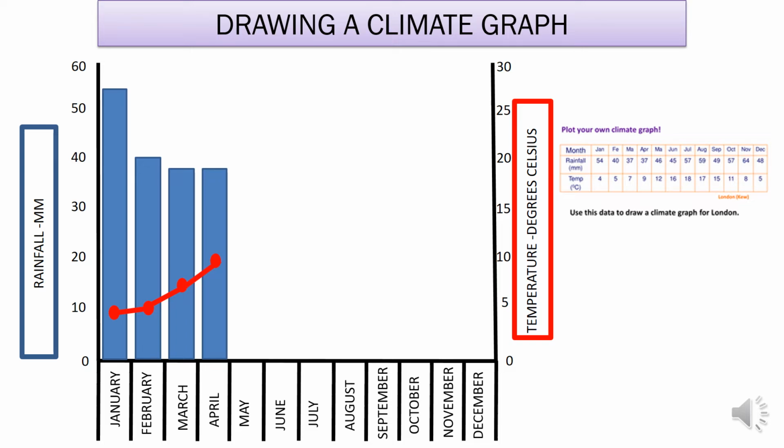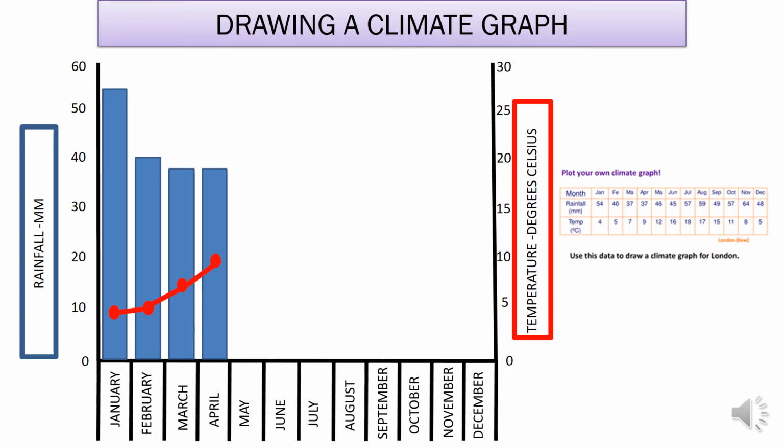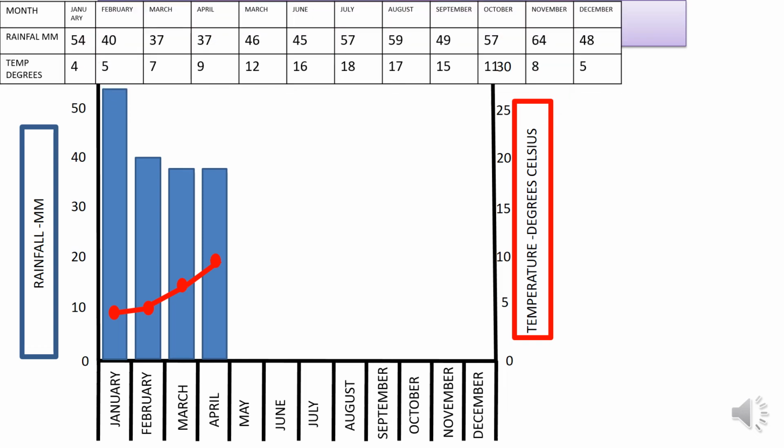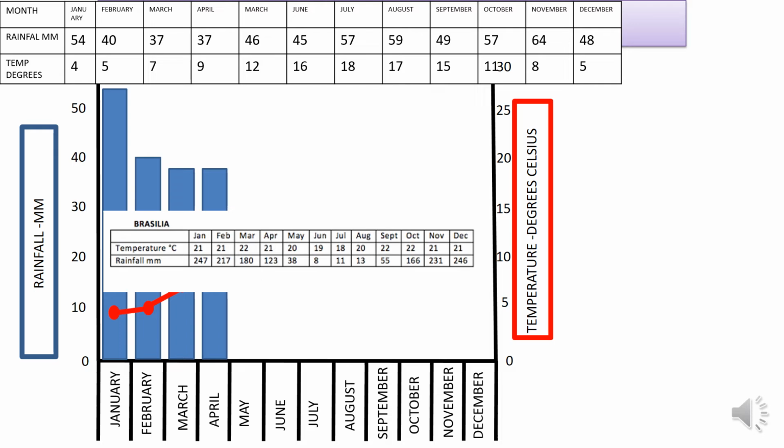You need to do this for all of the months, and then when you do your next activity, you take a picture of all of it together and upload it to class charts. Here is the data if you're doing developing and secured, and if you're pushing yourself for mastered, you're going to be creating your own for Brazil, and this is more challenging because you're going to have to choose the scale that you're going to use for rainfall and temperature.